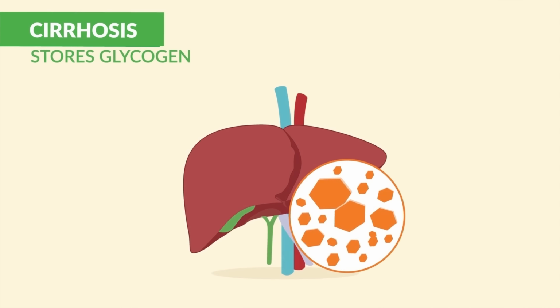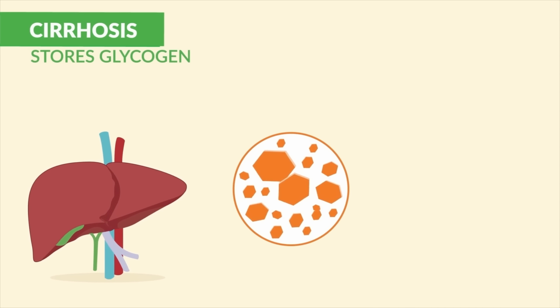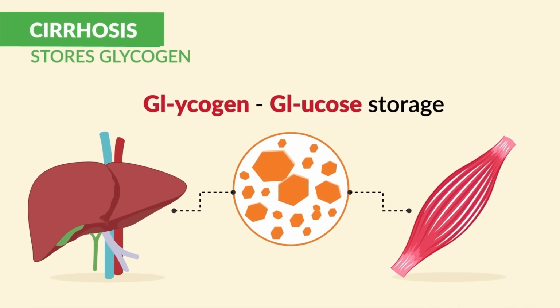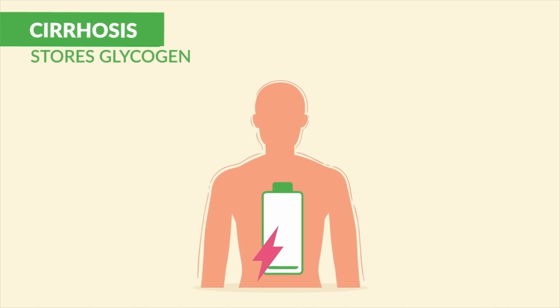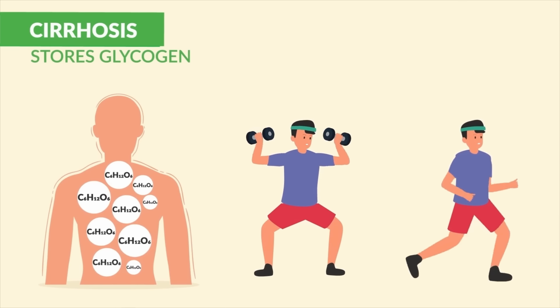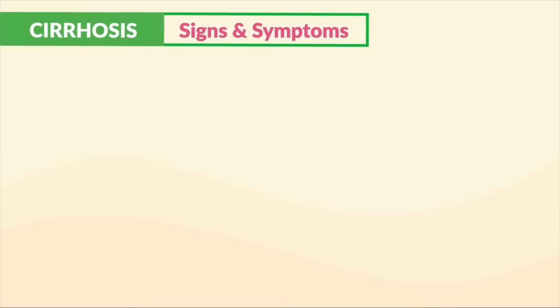Lastly, the liver stores glycogen, which is stored glucose, mainly found in the liver and muscles. So glycogen, just think glucose storage. It's used as energy reserves when the body needs more glucose, like during a marathon or even an intense exercise. Now, moving on to the signs and symptoms.